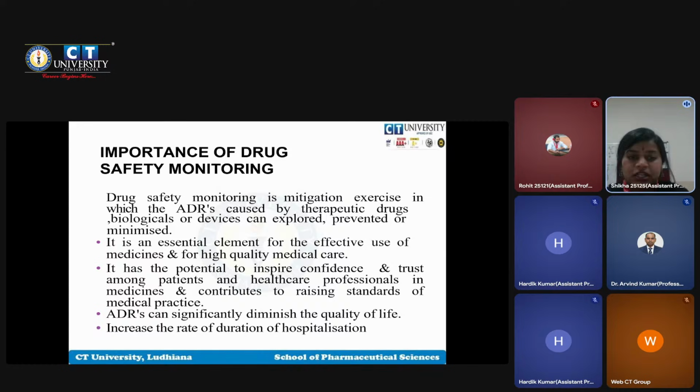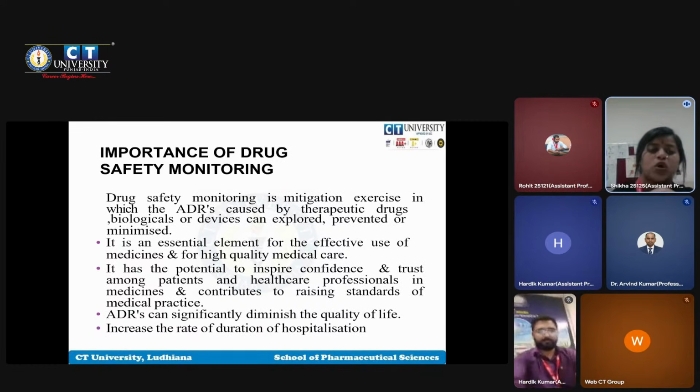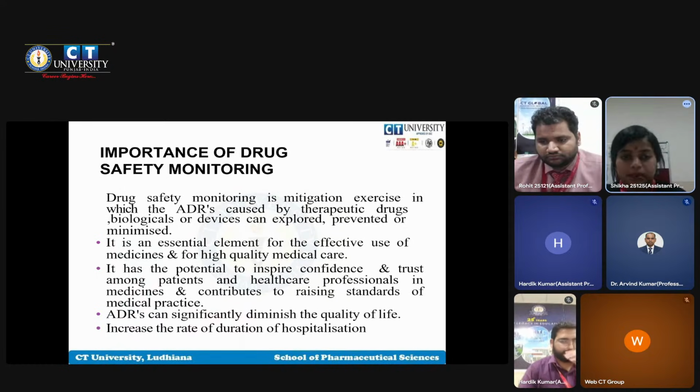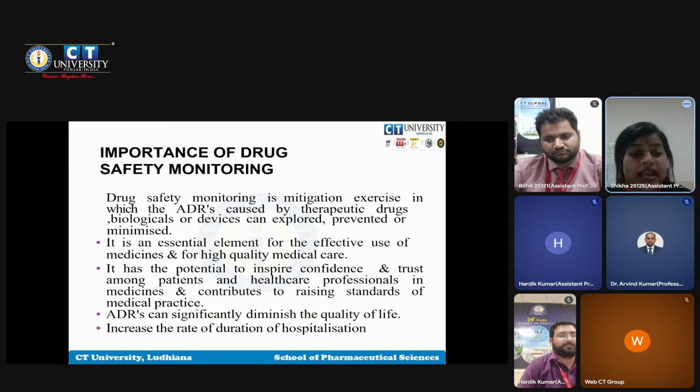Next, it is an essential element for the effective use of medicine and high quality medical care. So to make our treatment more rational and highly effective, that's why the drug safety is also monitored. It has the potential to inspire confidence and trust among the patients and healthcare professionals in the medicines, and contributes to raising the standard of medical practice.